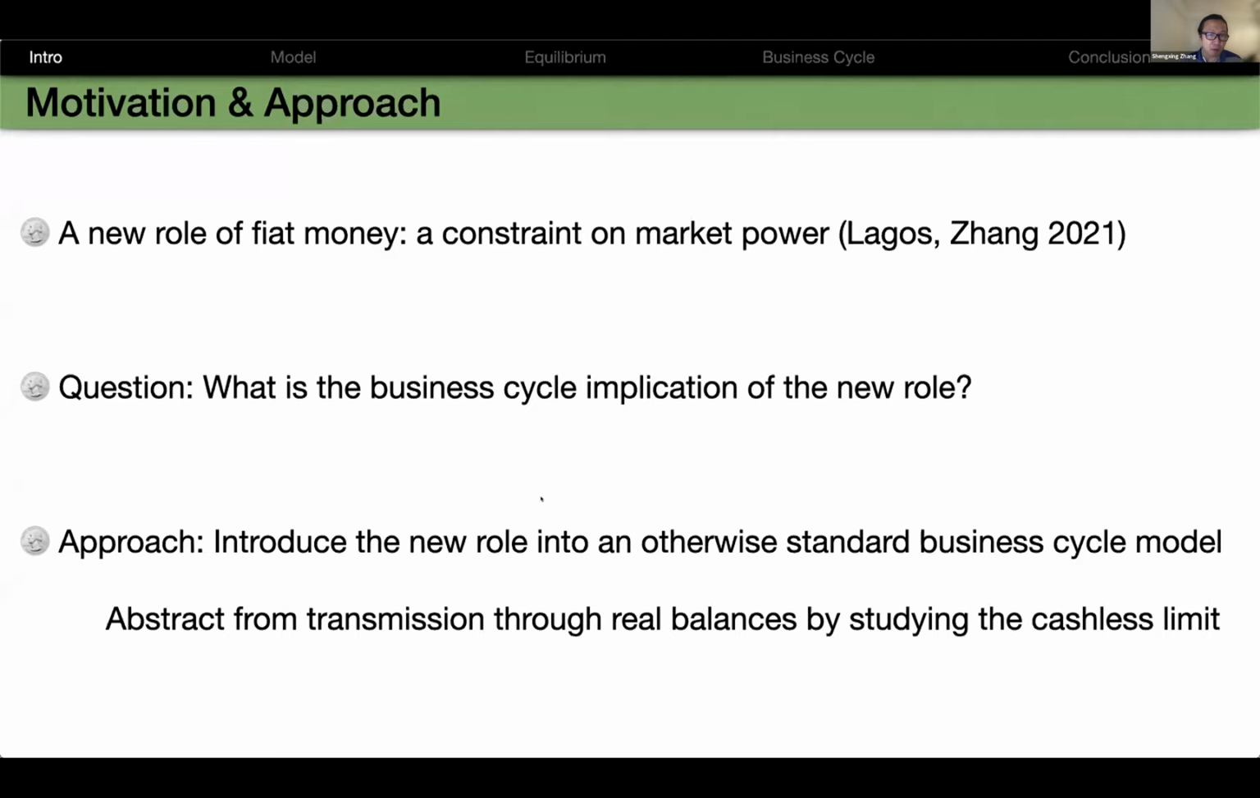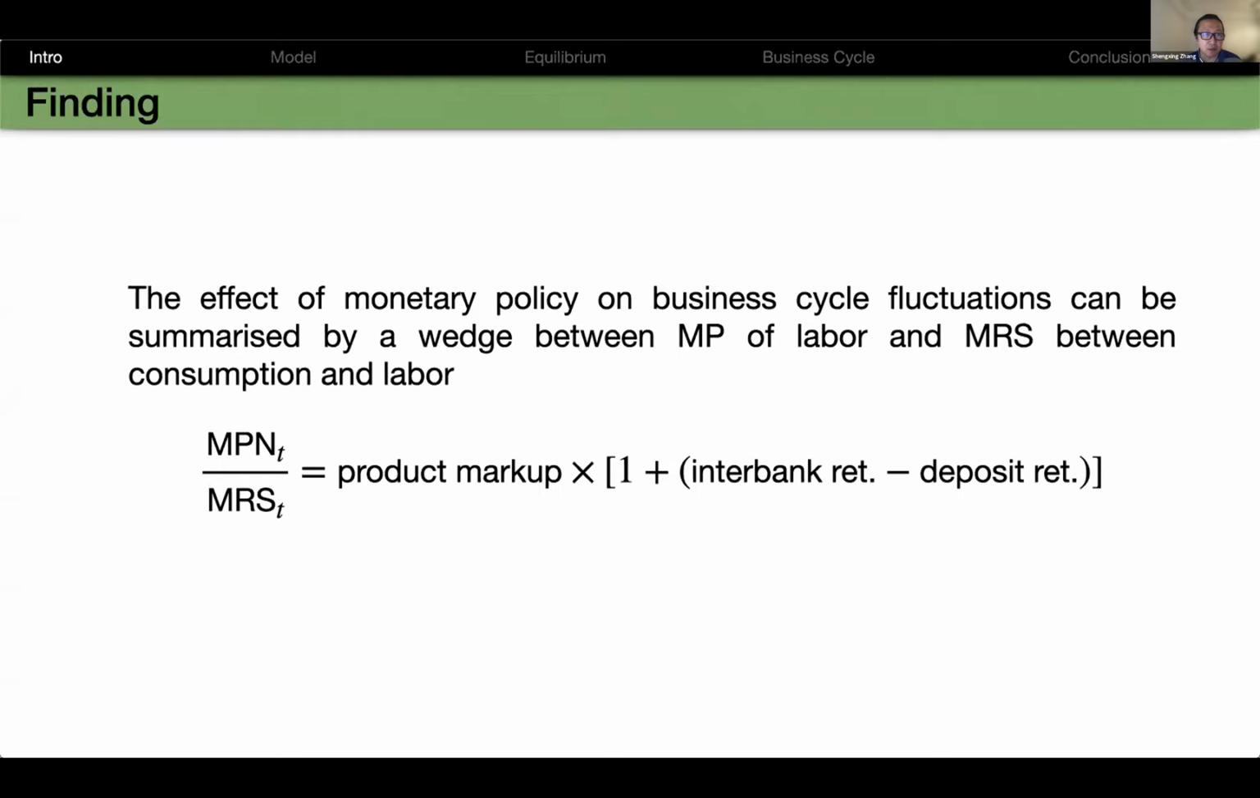Now, in this paper, we want to exploit the business cycle implication of this new role. So what we do in this paper is to introduce this new role into an otherwise standard business cycle model that New Keynesian models are also built on. To focus on our new role, we abstract from the traditional monetary transmission through real balances by focusing only on the cashless limit, where most transactions rely on credit as a medium of exchange instead of fiat money. What we found in this work is that the effect of monetary policy on business cycle fluctuations can be summarized by a wedge between the marginal product of labor and the marginal rate of substitution between consumption and labor.